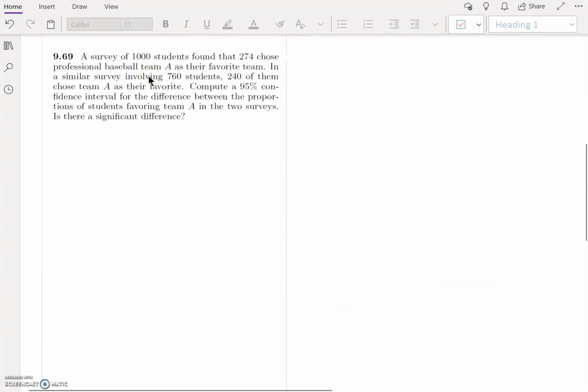Now let's look at the second question. A survey of 1,000 students found that 274 chose professional baseball team A as their favorite team. In a similar survey involving 760 students, 240 of them chose A as their favorite. Compute a 95% confidence interval for the difference between the proportions of students favoring team A. And is there a significant difference?